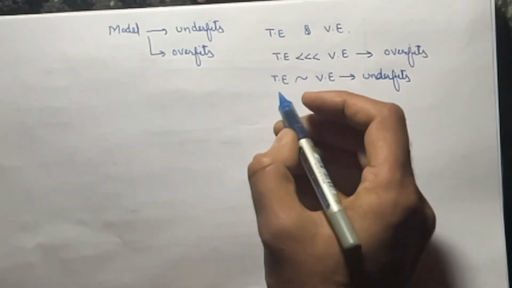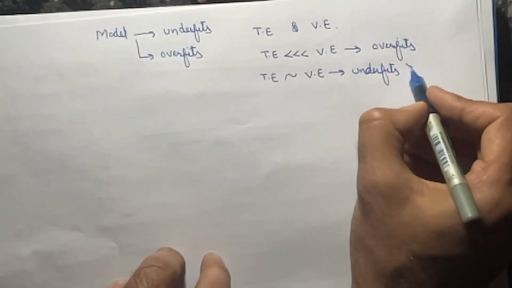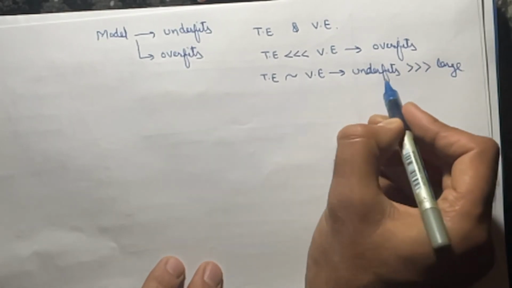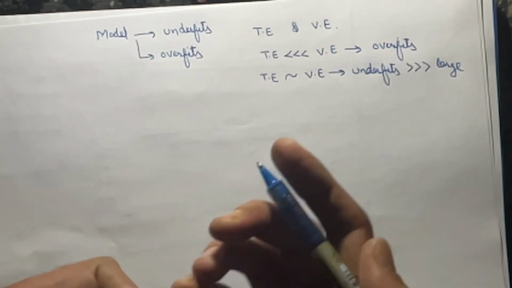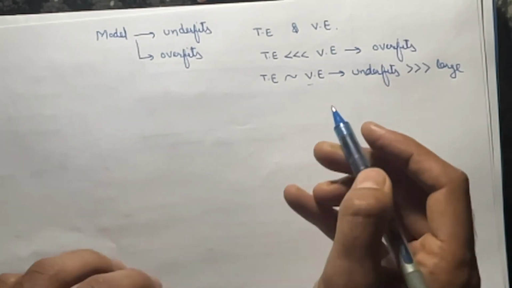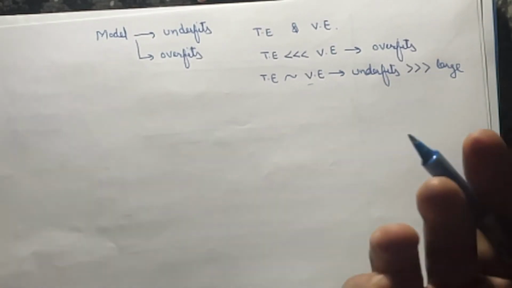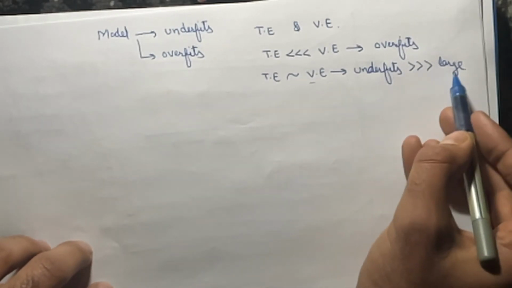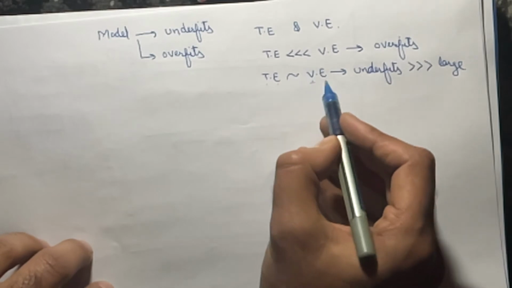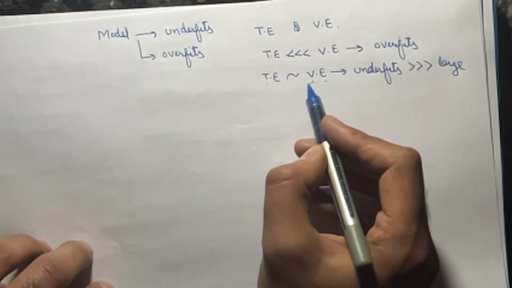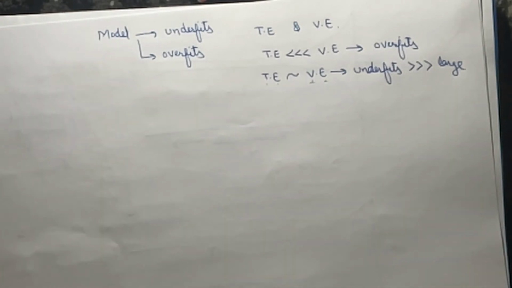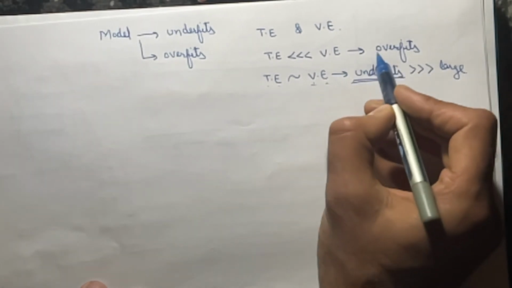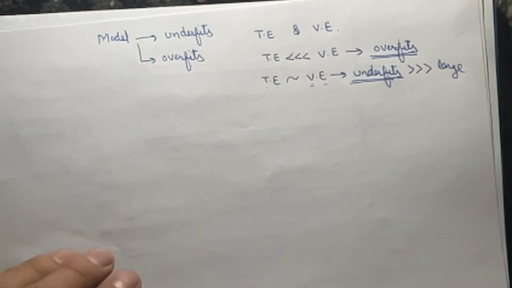But you have to also keep in mind that this error should be very, very large. Then only we will say that it underfits. But if both the training error and validation error are very less, then we will say that it is a good model. But if the error is very large and both training error and validation error are close to each other, then we will say the model underfits. Otherwise we will say the model overfits.